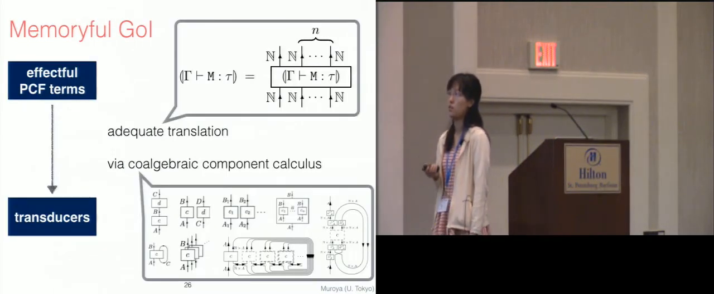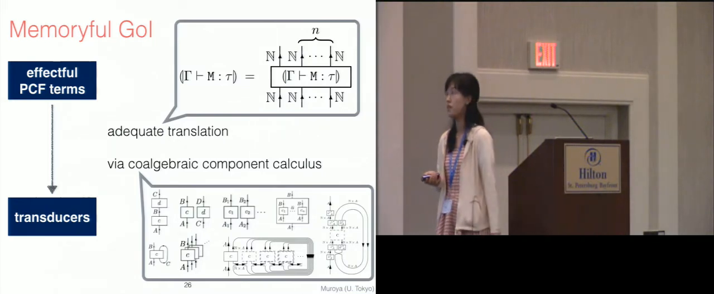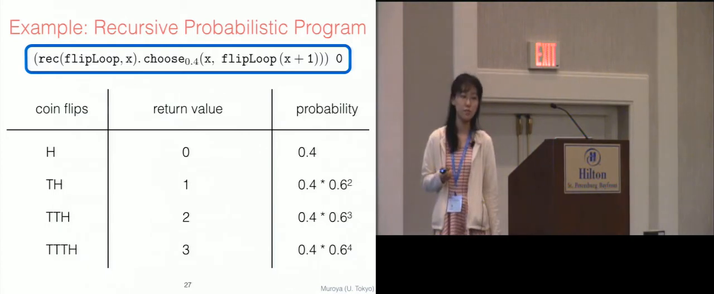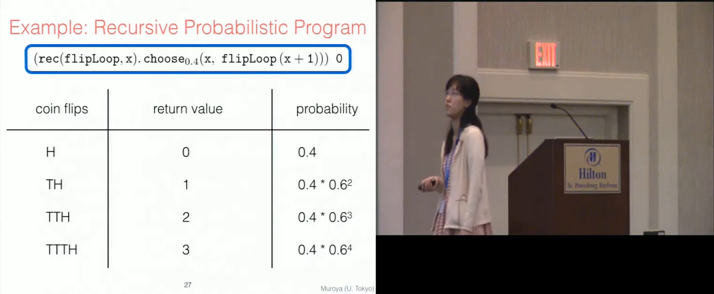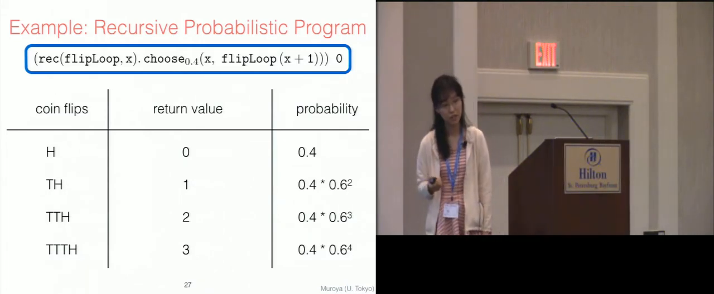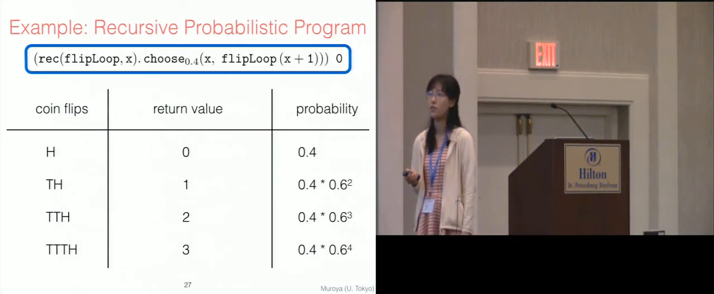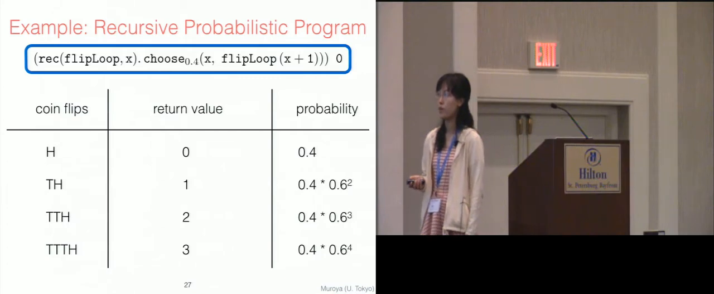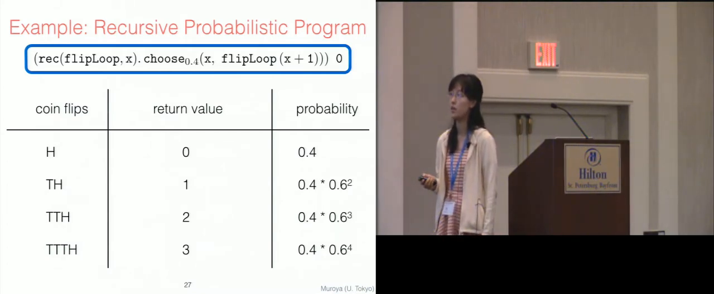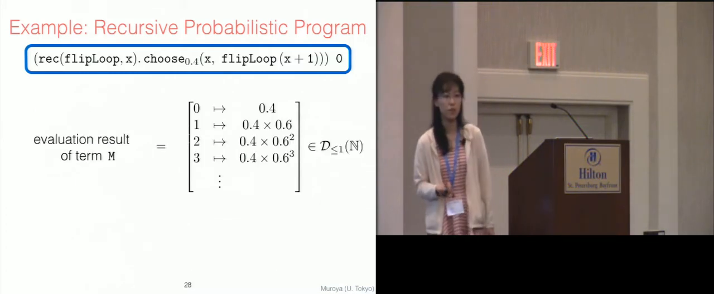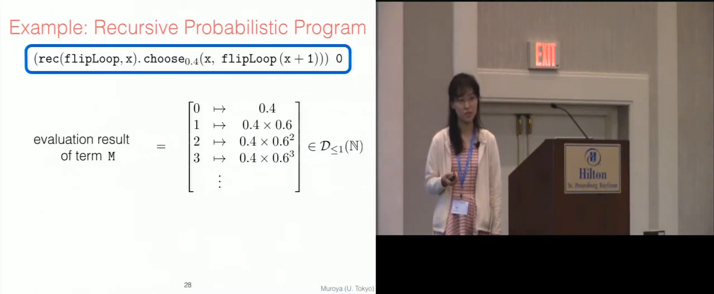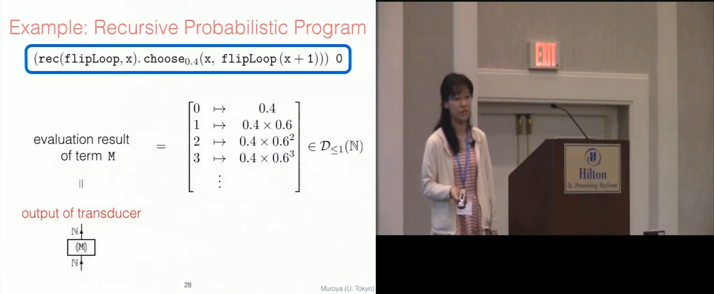Okay, so this is all of our framework, and then I'll show you an example of how this framework works. Let's take a term with recursion and probabilistic choice. Intuitively, this term flips an unfair coin repeatedly until we observe heads and returns how many times we observed tails so far. So the evaluation result of this term can be given by a distribution on natural numbers shown here. And what the adequacy result says is that if we translate this term, the output of the resulting transducer can be given by the same distribution on natural numbers.